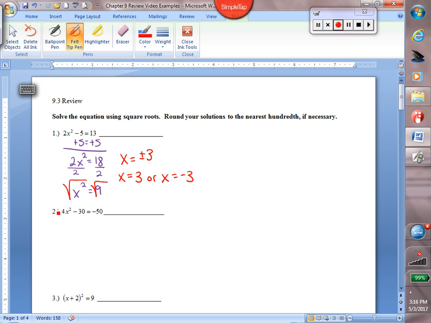In number 2, same idea. Before we can take the square root, we need to get the x squared by itself first. My first step would be to add 30 to both sides of the equation. We end up with 4x squared equals negative 20.